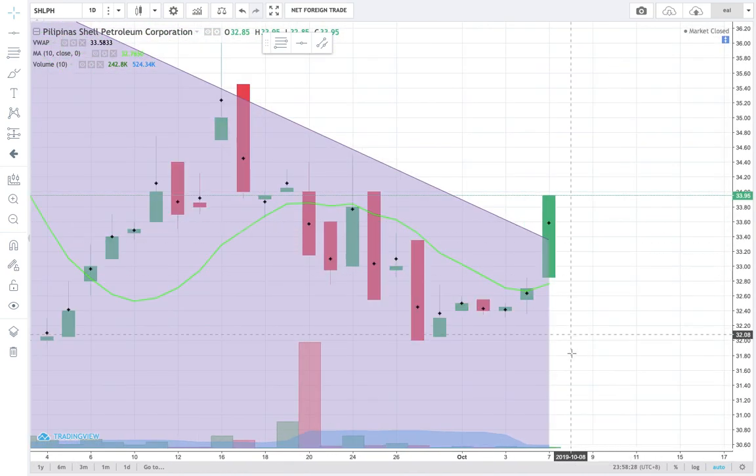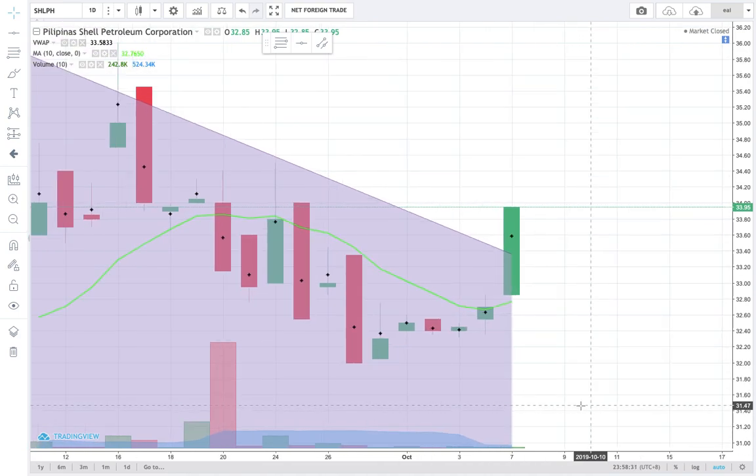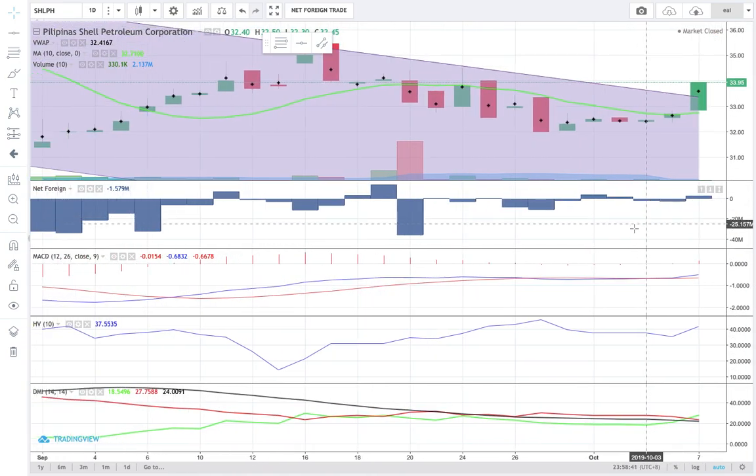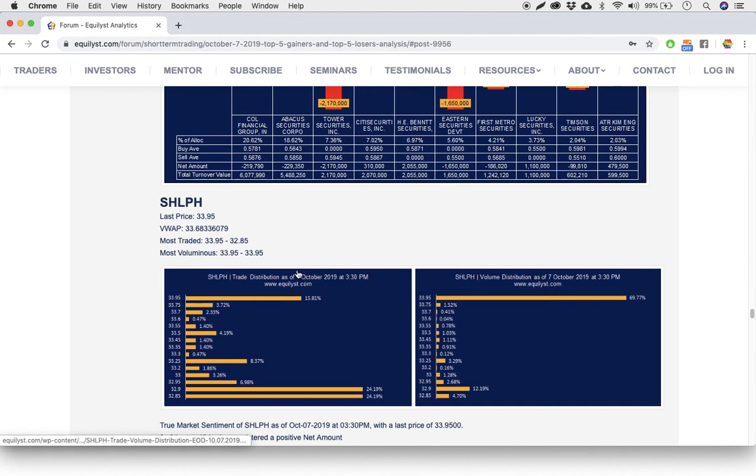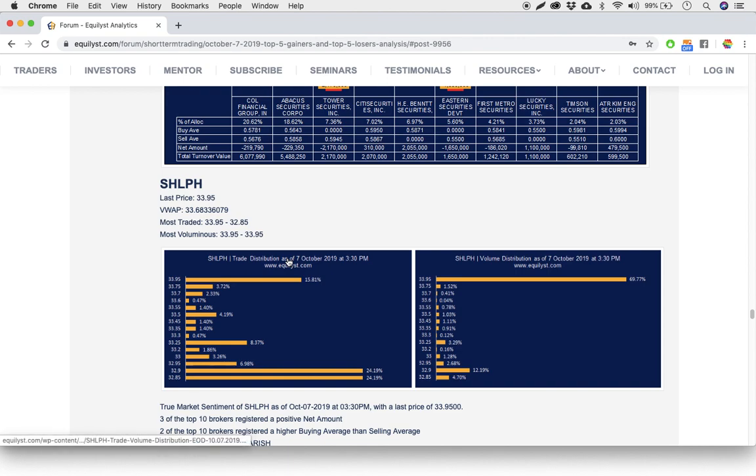Let's see the volume. Volume is green and it is more or less above the 50% of SHLPH's 10-day volume average. Risk level is low and the last price is higher than the VWAP. But let's see here, 33.95.